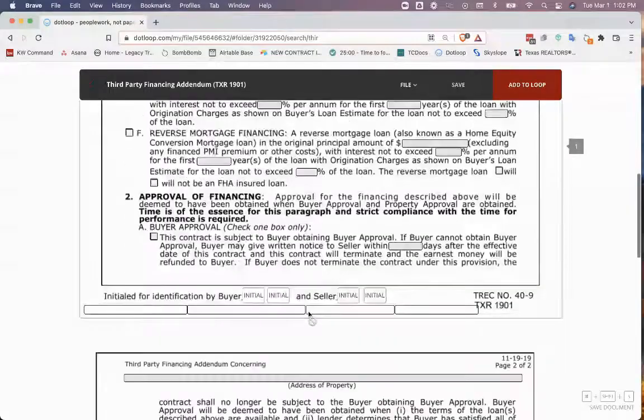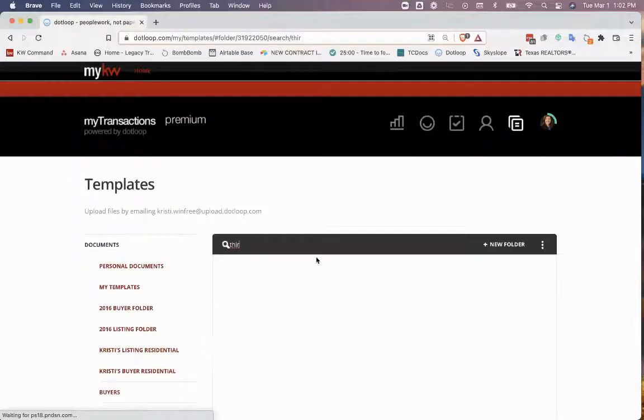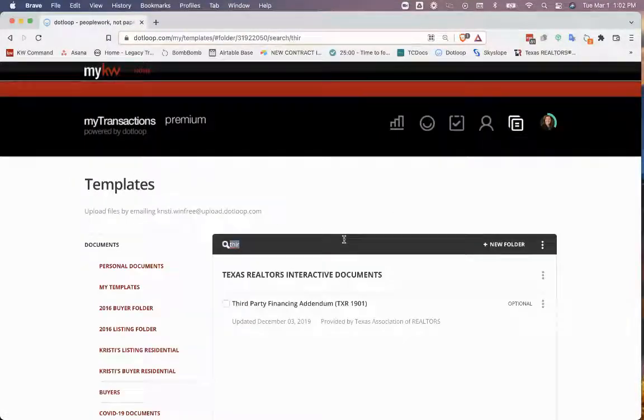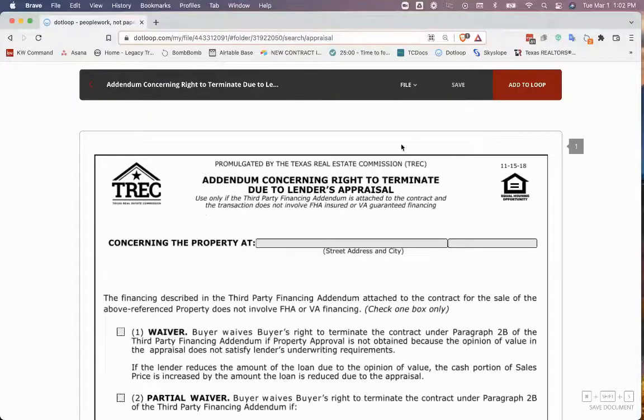So your FHA and VA loans, on paragraph 4 of the third party addendum, this is where you'd put in the contract price that says that the property has to appraise for the contract price, and that's for FHA and VA. If your buyer is using a conventional loan, you want to make sure you're including this addendum concerning right to terminate due to lender's appraisal.